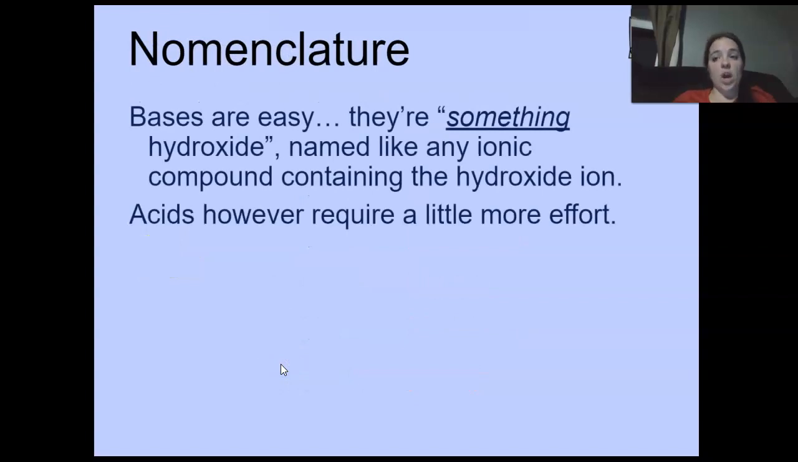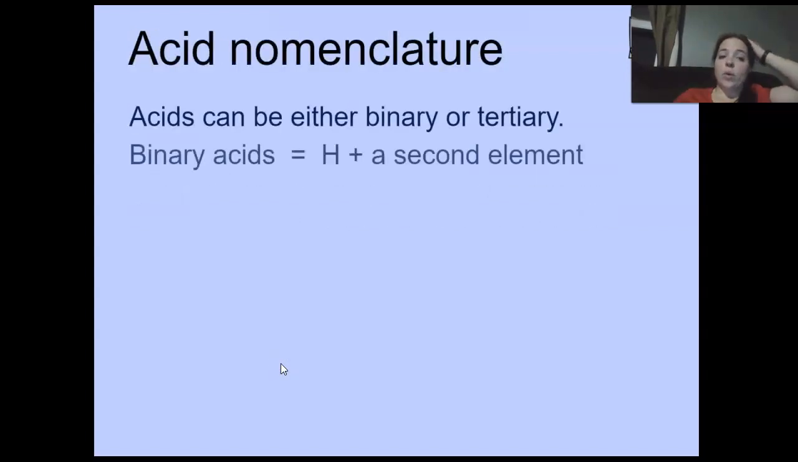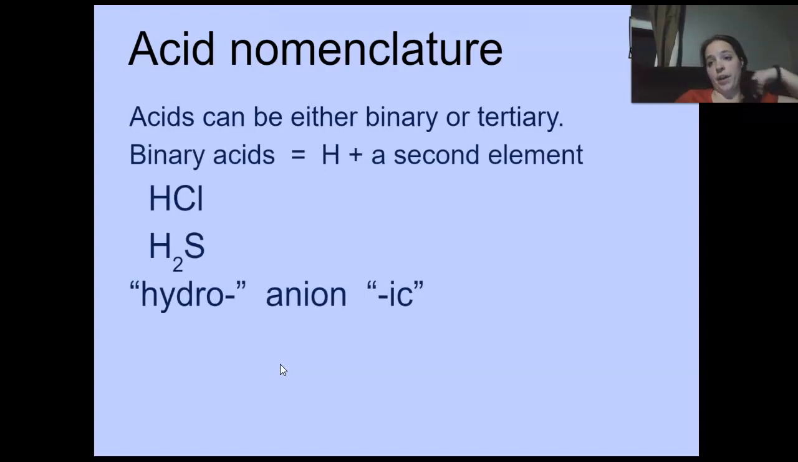So nomenclature, how we call these things. Bases are super easy. You heard me just calling them by their names. It is something hydroxide, named like any ionic compound containing a hydroxide ion. Acids, however, are special. They require a little bit more effort. So acids can be either binary or tertiary. Binary means there are 2 elements in it. Tertiary means 3 elements. Binary acids have H plus a second element.